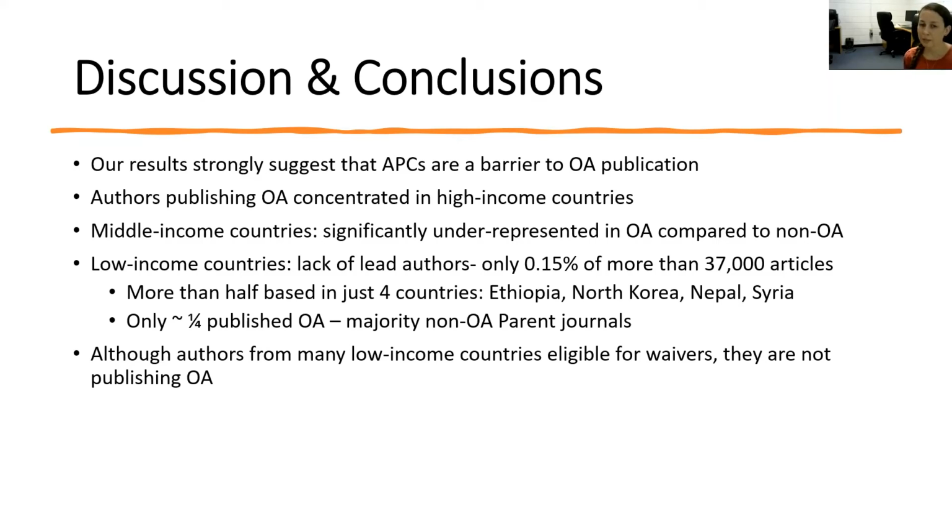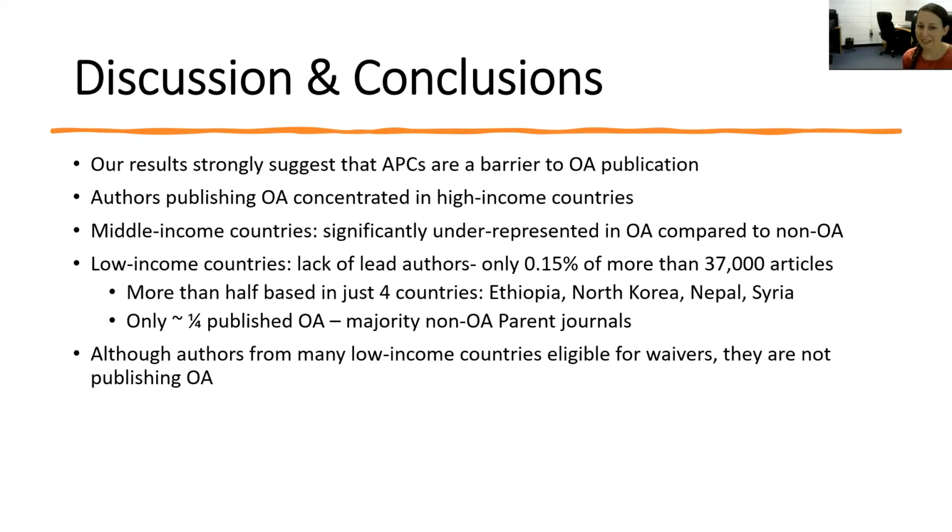And then these middle income countries were publishing quite a bit in the traditional non-open access journals, but they were hardly publishing at all in the open access journals. So that was kind of the biggest group that was impacted by the APCs.